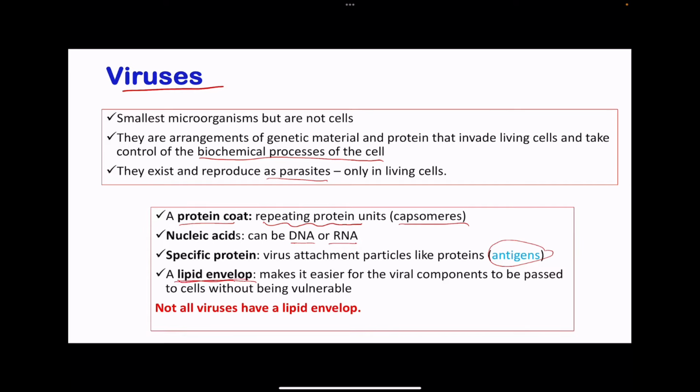They can also have a lipid envelope, and this makes it easier for the viral components to be passed from one cell to the next. But remember, not all viruses have a lipid envelope.